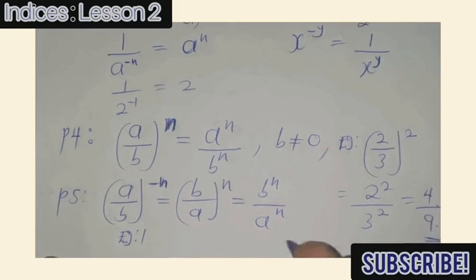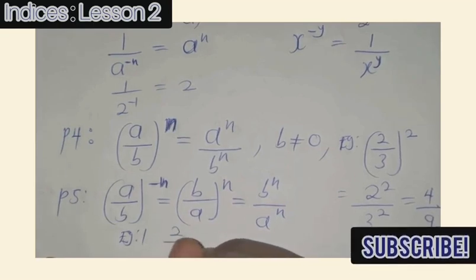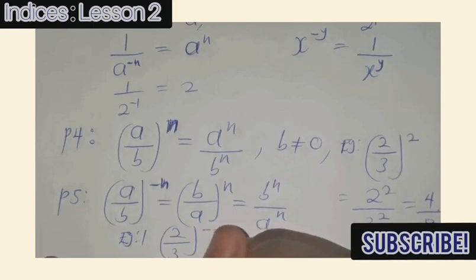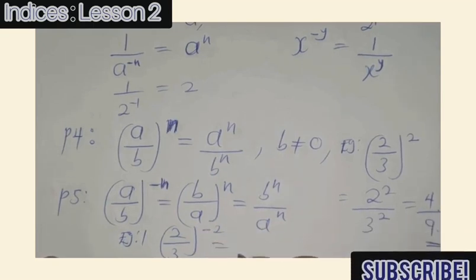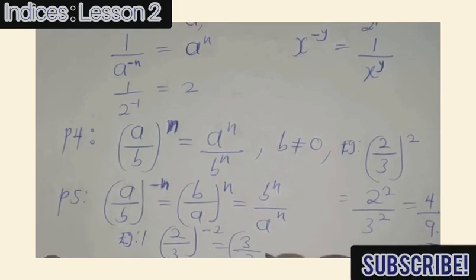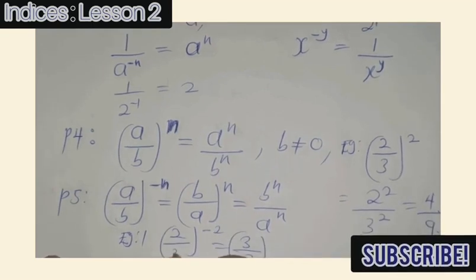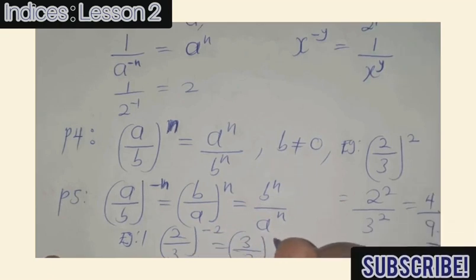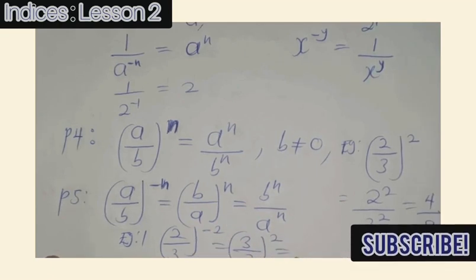Let's say example 1. If I have 2 over 3 all to the power negative 4, all that I will do is find the reciprocal. So it becomes 3 over 2. Immediately I change it to 3 over 2, and the negative 4 becomes positive 4. Okay.